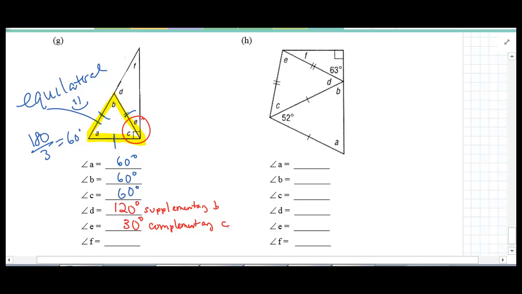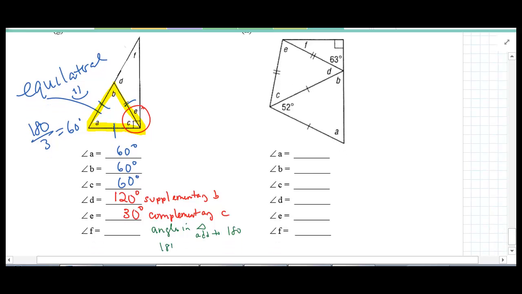And then I hope you can figure out angle F by just saying angles in the triangle add to what? 180. So 180, take away 120, take away 30, leaves us with 60 degrees. No, 30 degrees. Brain's getting tired.